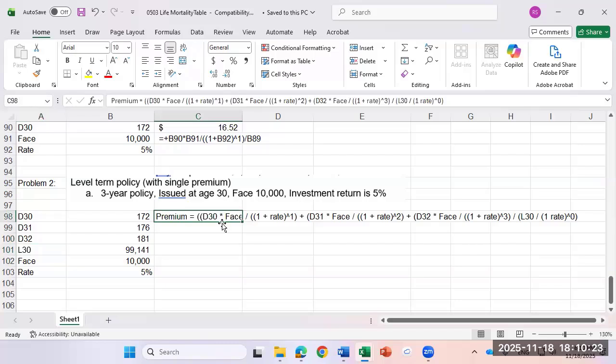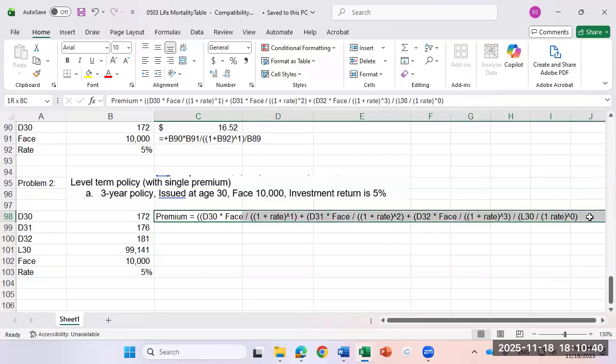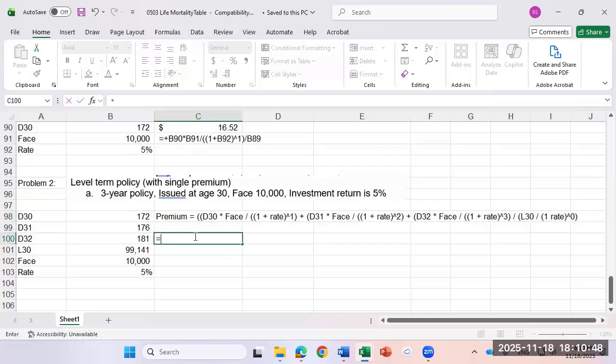So your premium is going to be D30 times the face, divided by 1 plus the rate to the first, plus D31 times the face, divided by 1 plus the rate to the second, plus D32 times the face, divided by 1 plus the rate to the third. You're going to see that pattern over and over and over again. And you divide that by the premium here, you only have one premium payment, the L30 at the very beginning.